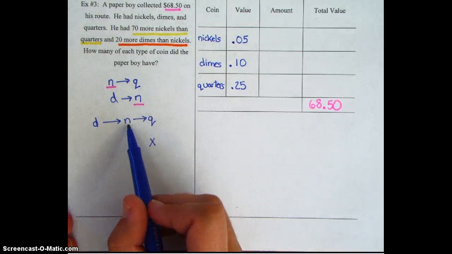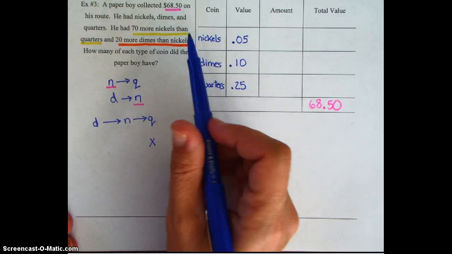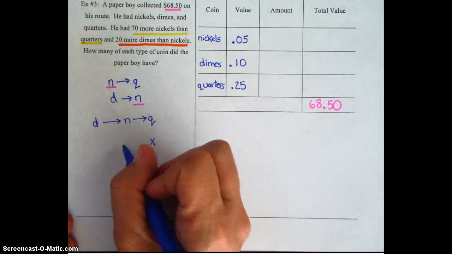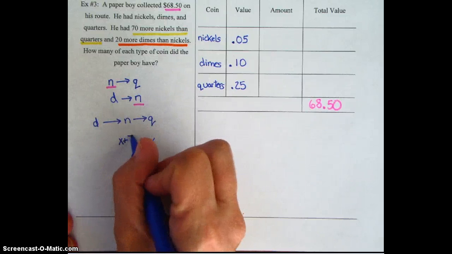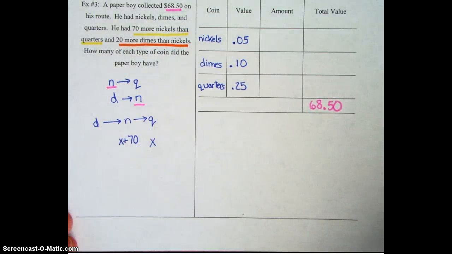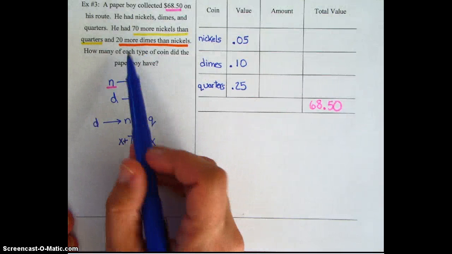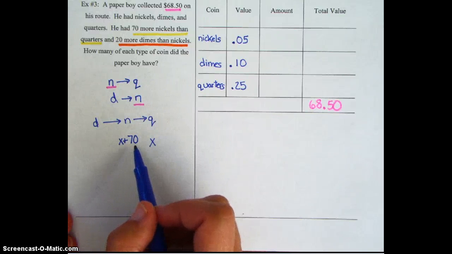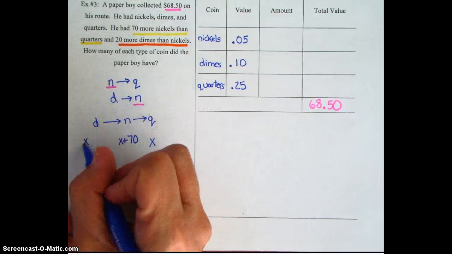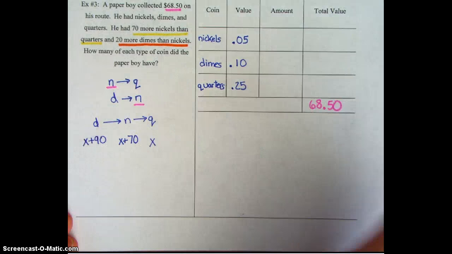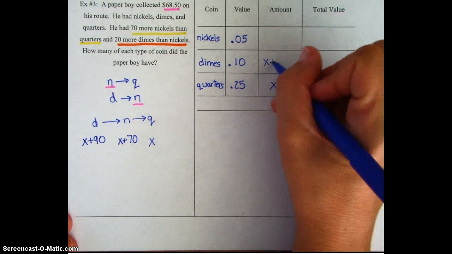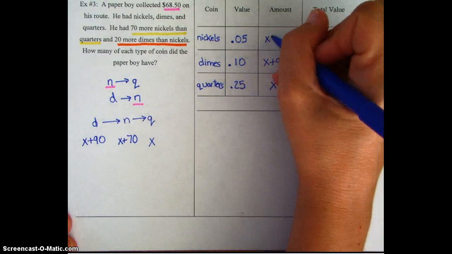So the next thing we need to define are your nickels. So if we look back at the problem, it says 70 more nickels than quarters. More than means plus, which means we've got x plus 70 nickels. If we backtrack to get dimes, it says we have 20 more dimes than nickels, but we have x plus 70 nickels. So if we have x plus 70 and we need 20 more than that, that's going to give us x plus 90. Our x will be our quarters, our dimes are x plus 90, and our nickels are x plus 70.